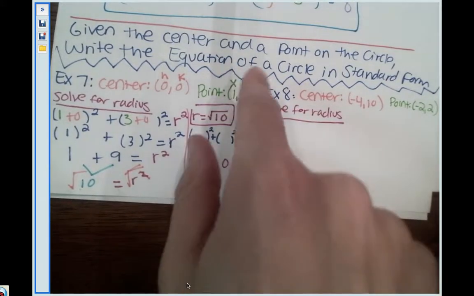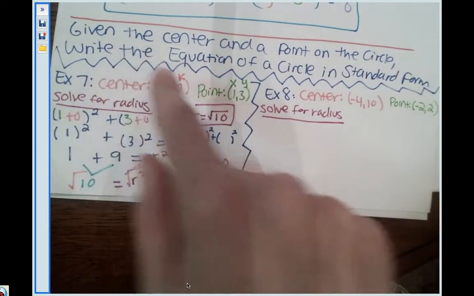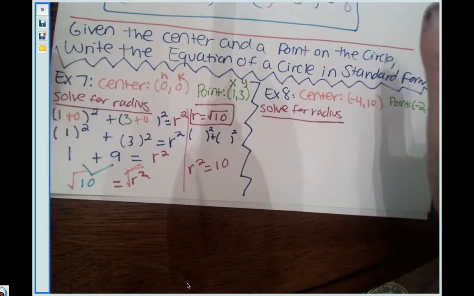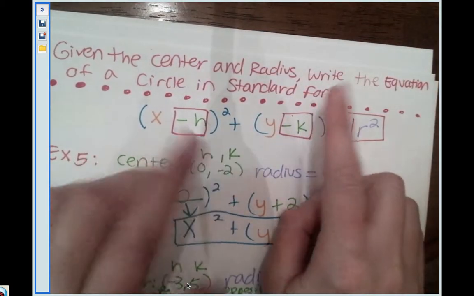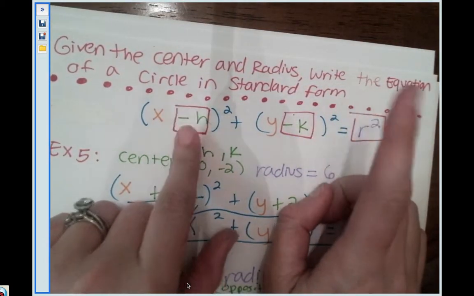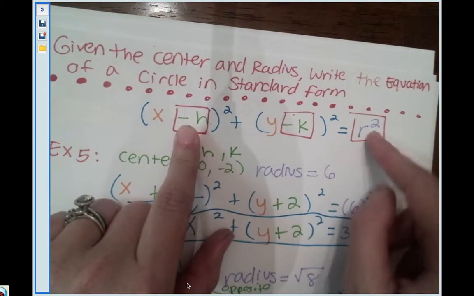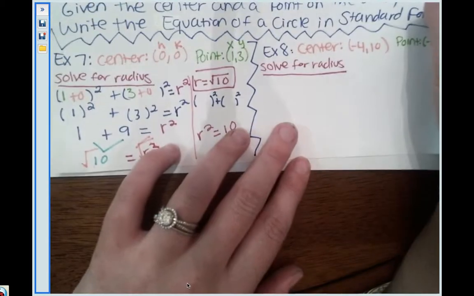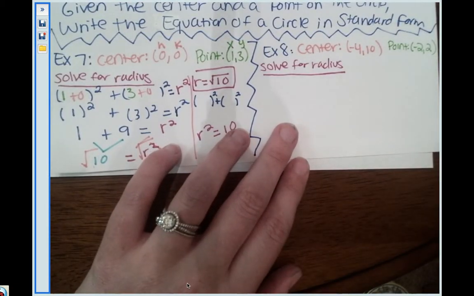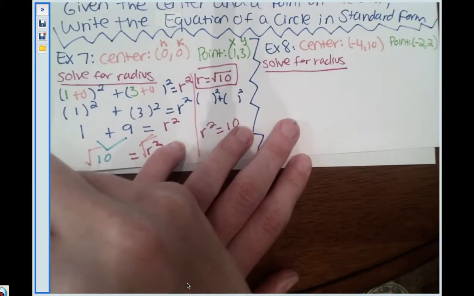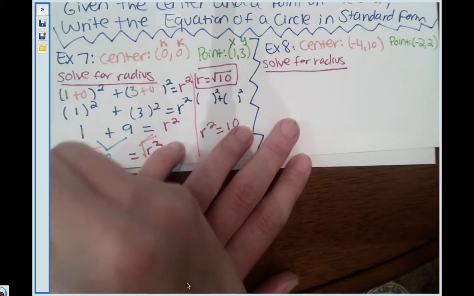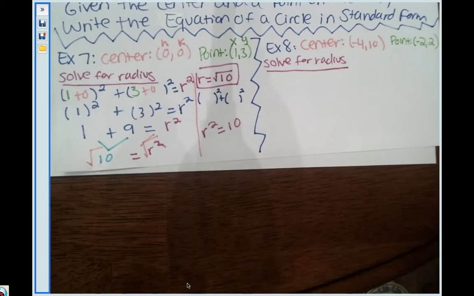Alright, but anyway, so we're doing the same thing. Given the center and a point on a circle, we're going to write the equation of a circle in standard form. Remember, the parts of standard form that you need to build the equation are the center point, which is the h and the k, and the radius, which we're going to be squaring. Example 8 is pretty much the same as example 7. So if you understood example 7, go ahead and try example 8 on your own. Pause the video and fast forward when you get done to the end and see if you got it right.